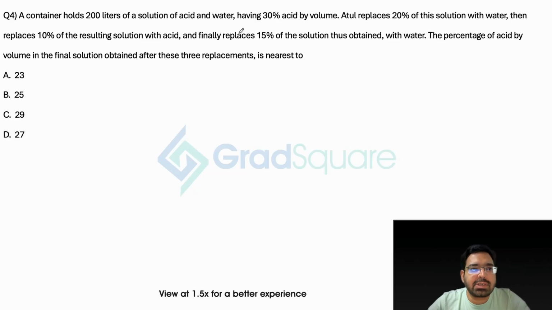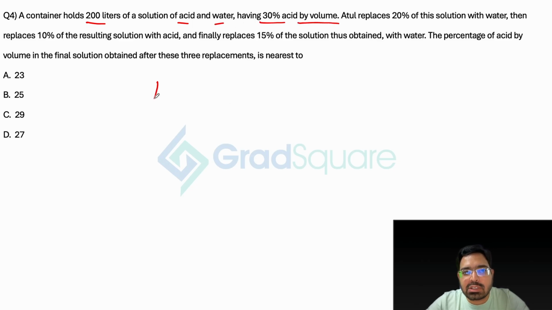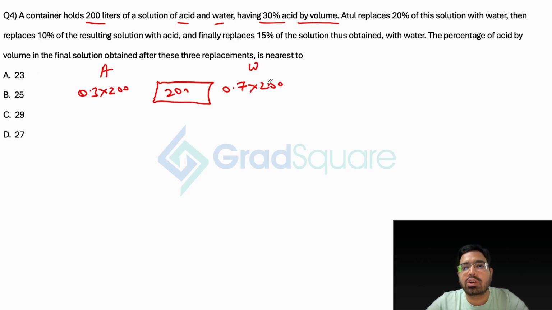Let's have a look at this particular question. A container holds 200 liters of solution of acid and water having 30% of acid by volume. So it holds 200 liters of the solution. Acid is how much in this? Acid turns out to be 0.3 times 200, and the rest of it is water, which turns out to be of course 0.7 times 200. So you're looking at acid over here and you're looking at water over here.